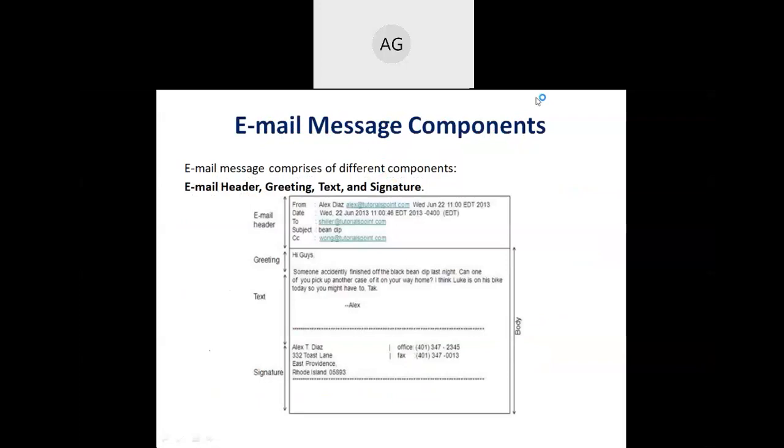Now, the next topic is email components. An email message comprises the following components. As you can see on your screen, there are certain components of which an email is composed. The first component is the email header. The second is the greeting. The third component is text, and the fourth component is signature. Let us discuss these components in detail in the next slide. So moving to the next slide.